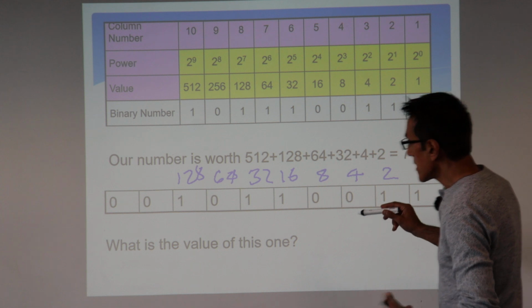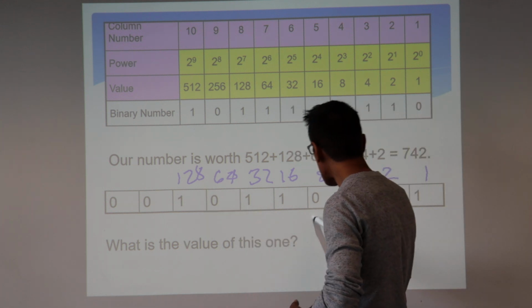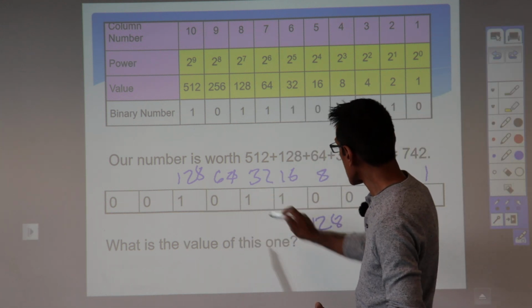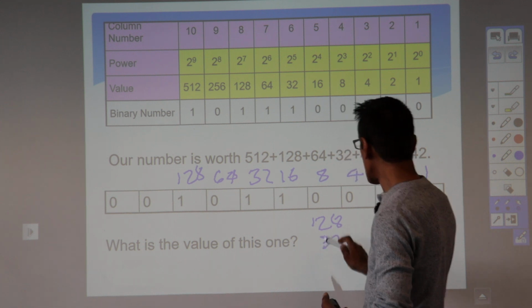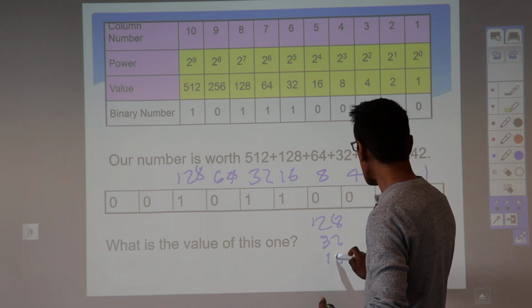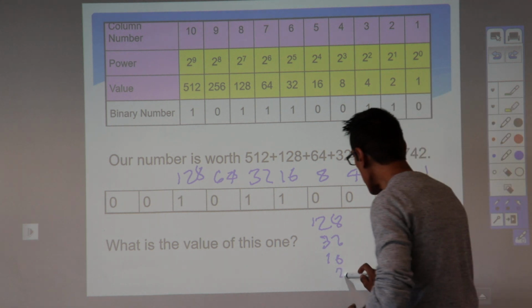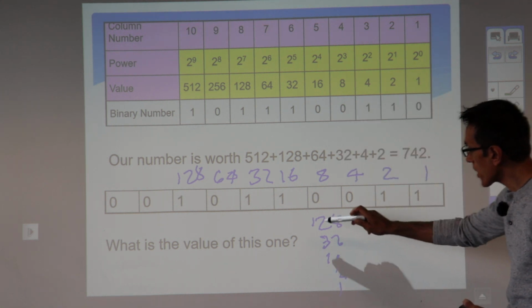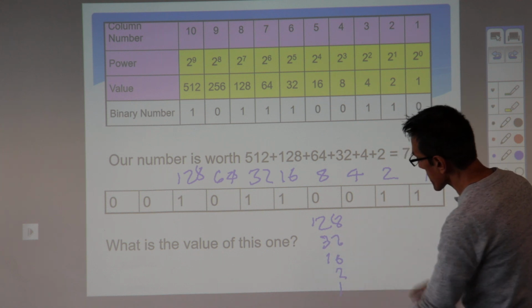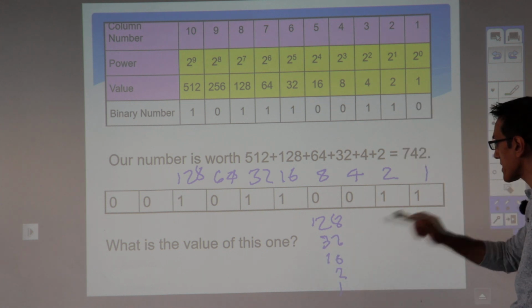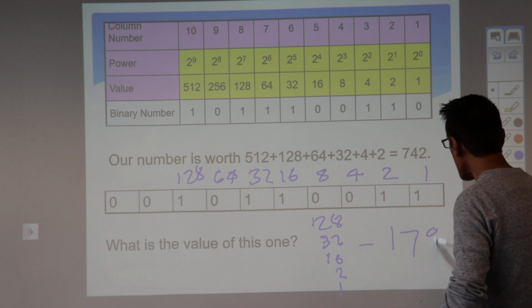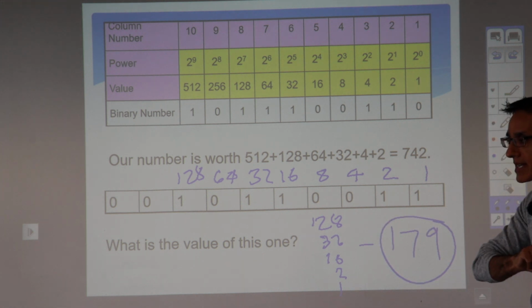So the sum of this is 128 plus 32 plus 16 plus 2 plus 1. If you add these up, 128 plus 32 is 160, plus 16 is 176, plus 3 is 179.